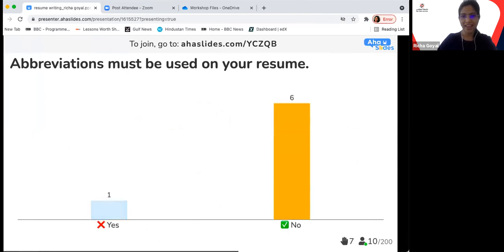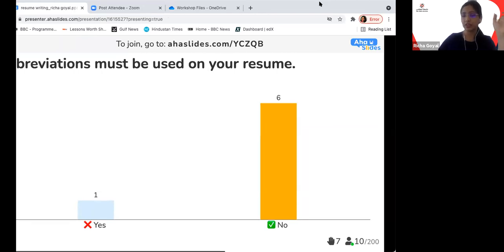Okay. No, very good. And that's the right answer. So you should not use abbreviations. For example, Abu Dhabi University, I write a resume, I put ADU. Would everyone understand what ADU is? Probably not. So though the abbreviation is very familiar to you, it makes a lot of sense, it might not to the reader. So please do not use abbreviations.